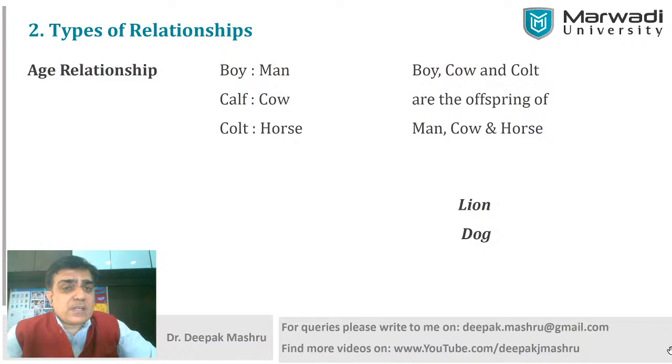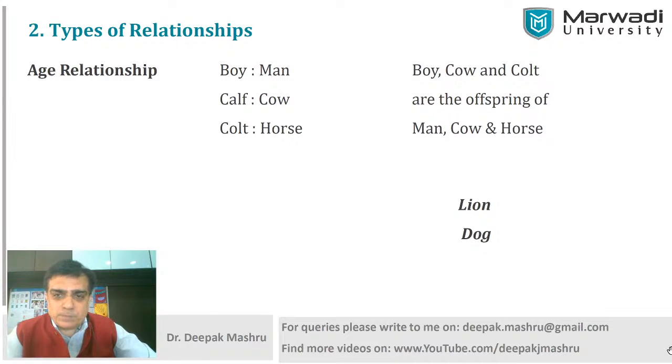So the first type of relationship is age relationship, right? Boy and man, calf and cow, colt and horse. Over here you can look at this. Boy, calf and colt are the offspring of man, cow and horse. That means boy is the offspring of man, calf is the offspring of cow, colt means the young one of a horse, right? So what can be the name of a kid? What is a lion's kid called? And what do we call a kid of a dog?